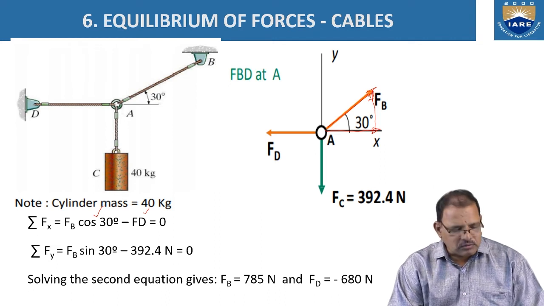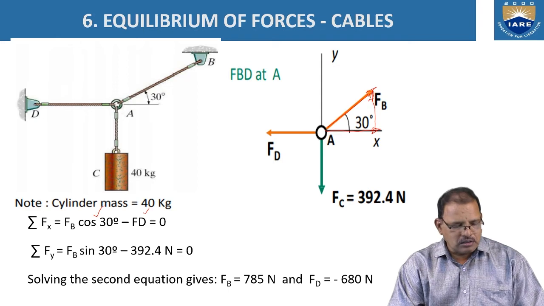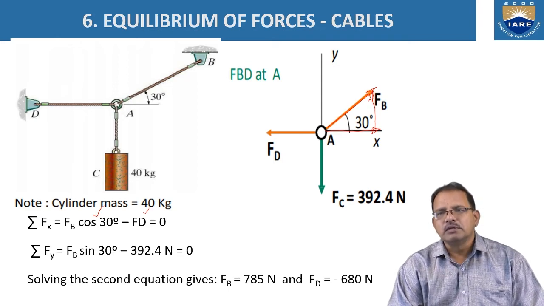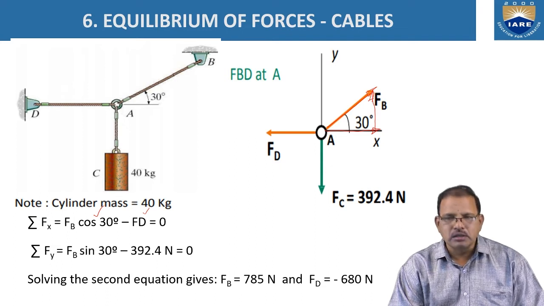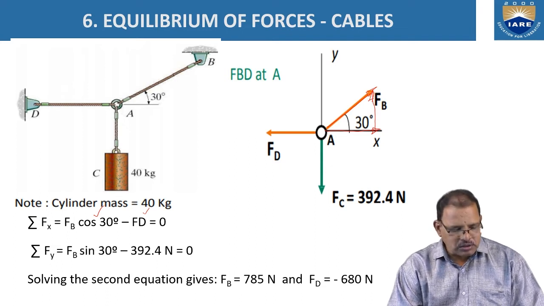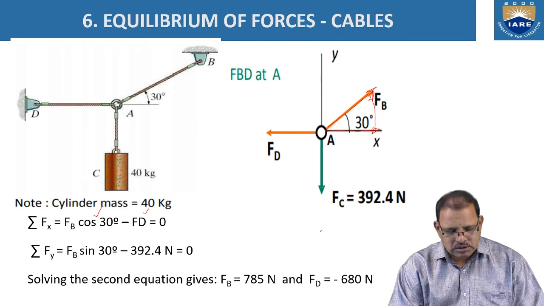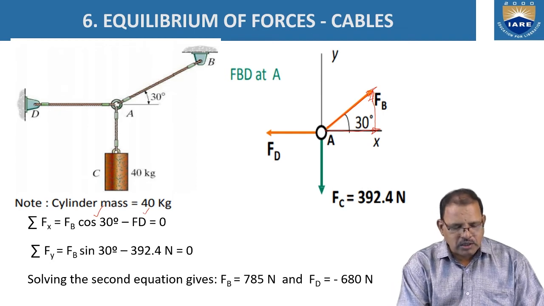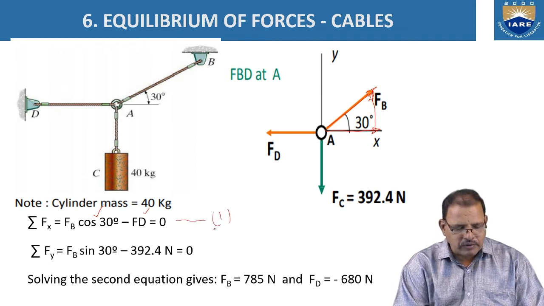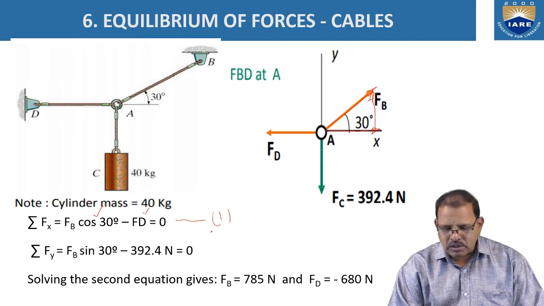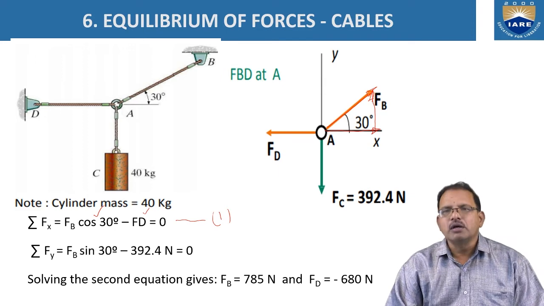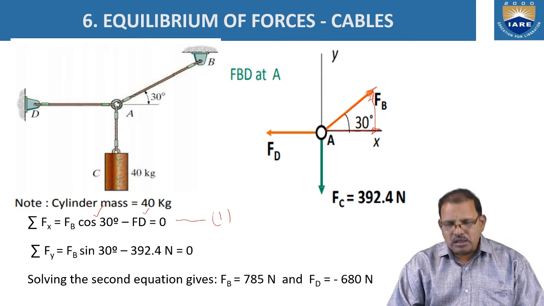Now take sigma Fy, that is, FB sin 30 minus 392.4 N, which is the weight, should be equal to 0. By using the relationship, we get FB is equal to 785 newtons, and on substituting FB in equation number 1, we get the value of FD, which is equal to minus 680 newtons. The negative sign represents that it is acting toward the left side.